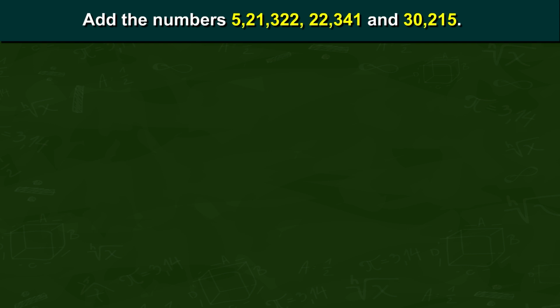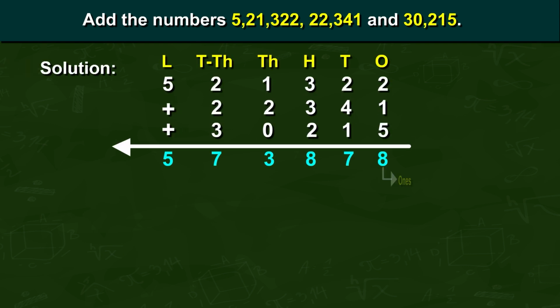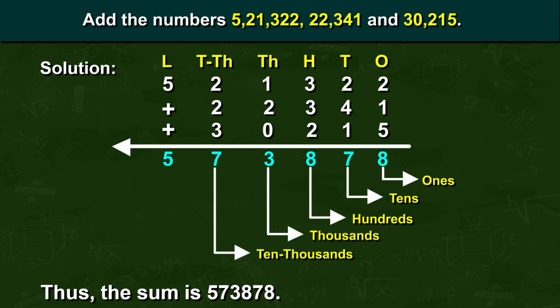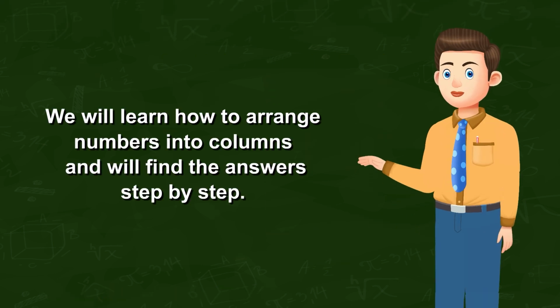Add 5,21,322, 22,341 and 30,215. Again, we will arrange the given numbers in column form and add them from right to left as we did earlier. Thus, the sum is 5,73,878. Now kids, let us solve the next question.